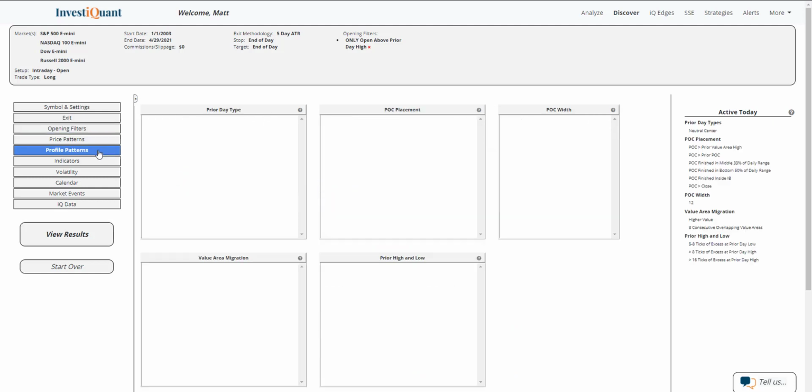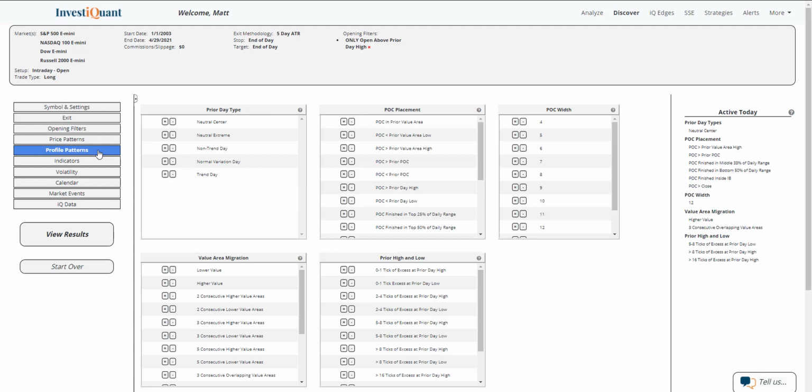Next, I'm going to go into the market profile pattern section, and I'm going to grab the 3 consecutive overlapping value areas. So that's in our value area migration section here, and it's also available in the active today section. That's where I'm going to grab it from. 3 consecutive overlapping value areas.